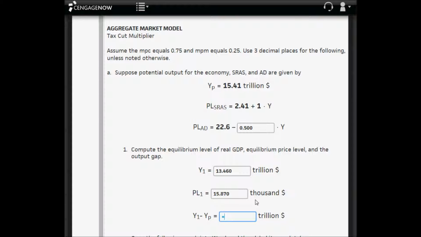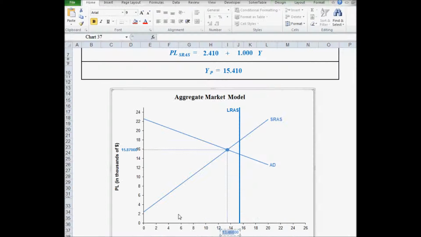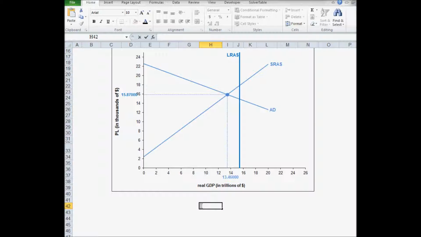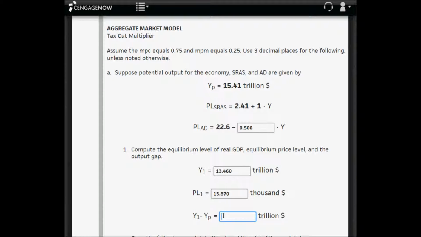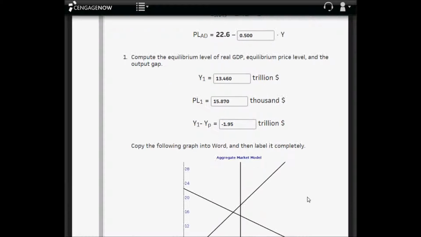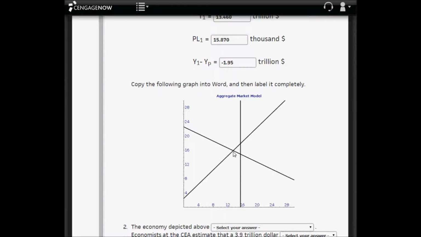The output gap is the difference between real GDP and potential. So this is real GDP and this is potential. We're going to take that difference in Excel, maybe down here, and we get negative $1.95 trillion. So the economy is in a recessionary gap.